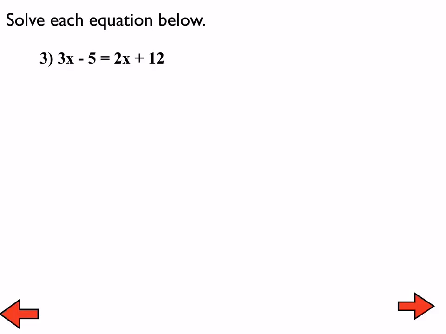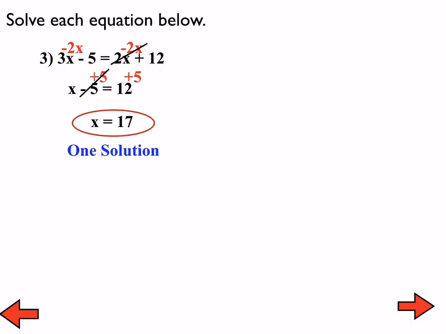So number 3, the goal is to get x equals something, hopefully. So I'm going to move all the x's to the left. So subtracting 2x from both sides, I am left with x minus 5 equals 12. Add 5 to both sides, x equals 17. So this is the only answer. You don't have to write one solution because it's very obvious that x equals 17 is one answer. So just circle that x equals 17.